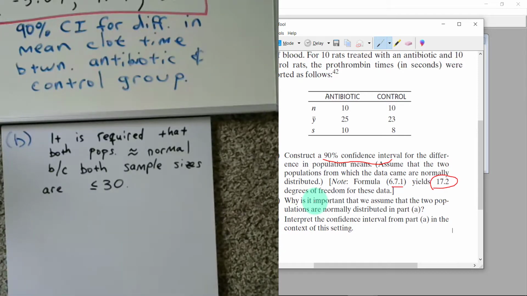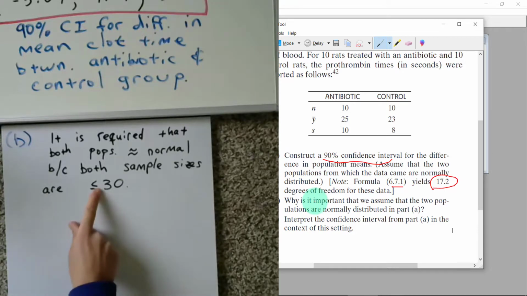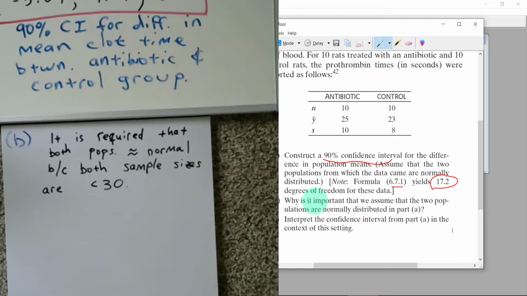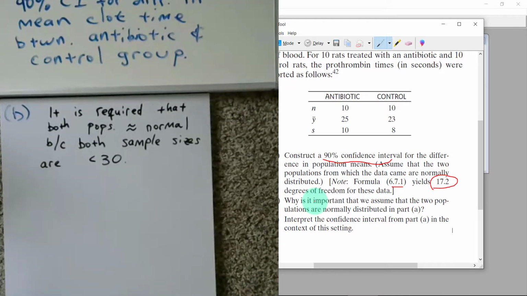If the sample sizes were at least 30, I guess this should actually be a strict less than. If the sample sizes were at least 30, then the underlying distribution from the population isn't too important for our purposes.